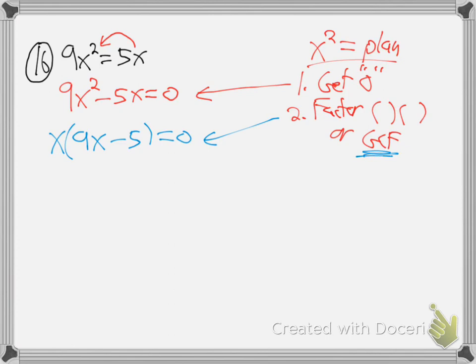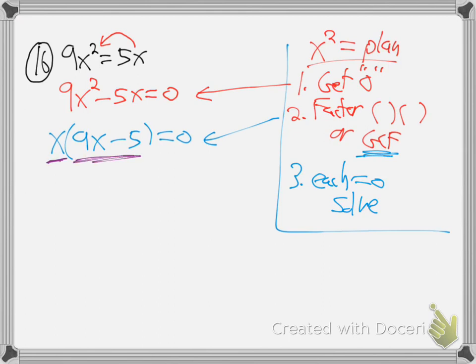All right, now where do we go from here? What is step 3? Each one gets a 0 and we solve, right? Because two things are multiplying to be 0. In other words, this multiplied with this equals 0. So the x alone could be 0. That is the first item. Or the 9x - 5 could be 0. So this one's done, x is alone. The other one we have to finish solving.